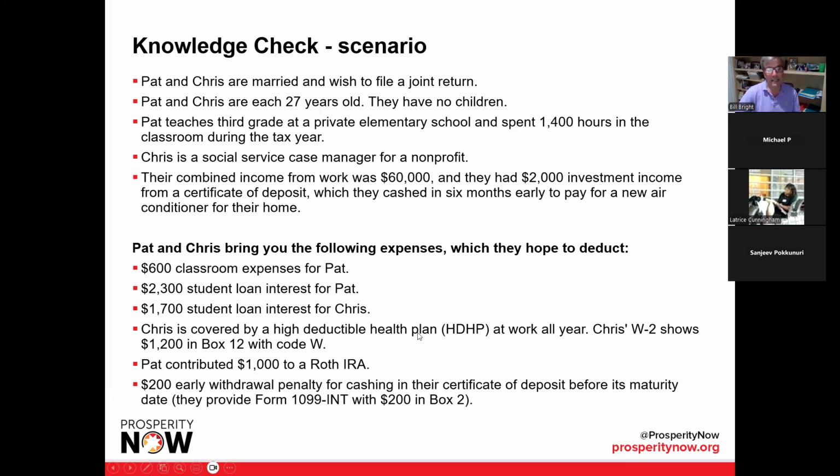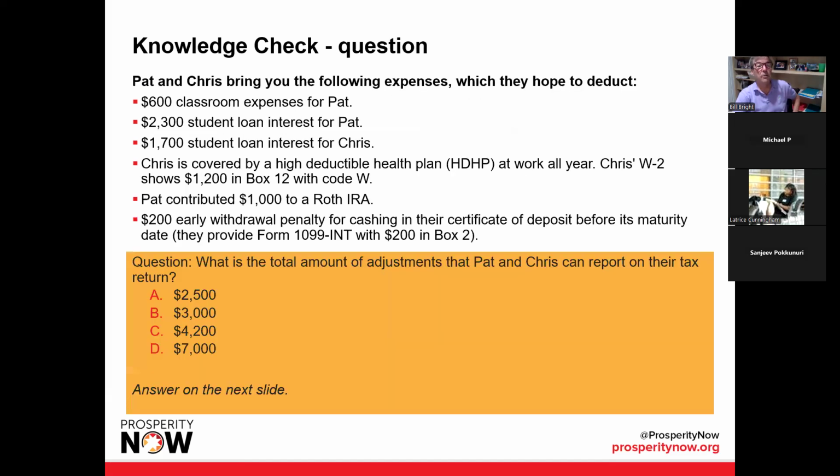There's a high deductible health plan. The W-2 shows $1,200 in box 12, code W. Pat did the right thing, contributed $1,000 to a Roth. And there's a $200 early withdrawal penalty, which we know about because they took that out for the air conditioner. So which ones can they hope to deduct? Okay, so here are all the expenses. They have the $600 classroom expense, loan interest, the high deductible plan, the $1,200 contribution, the Roth, and the early withdrawal penalty.